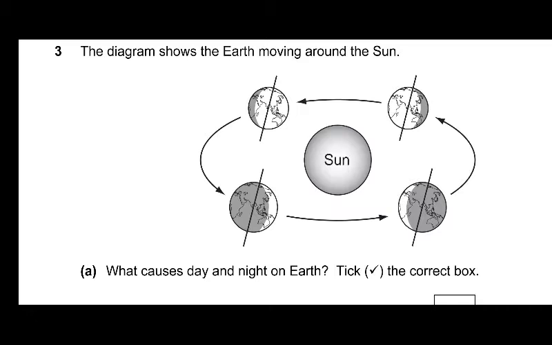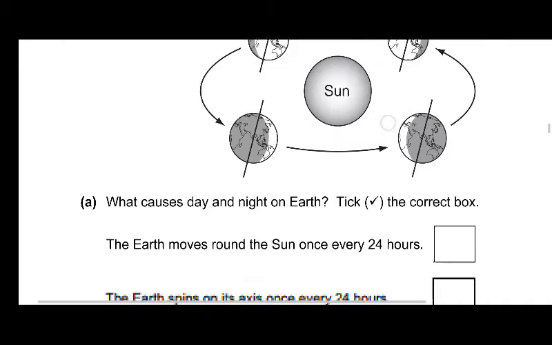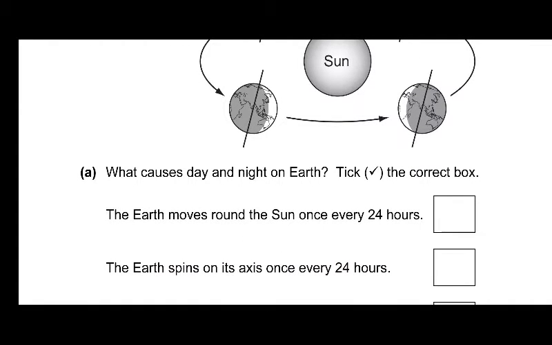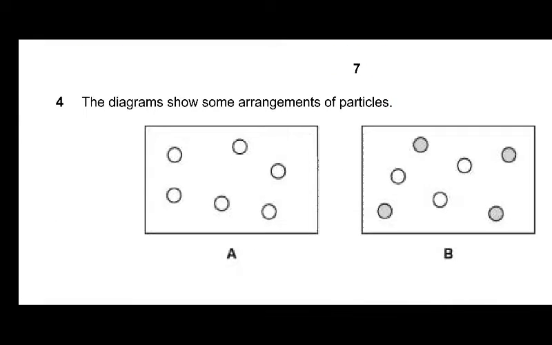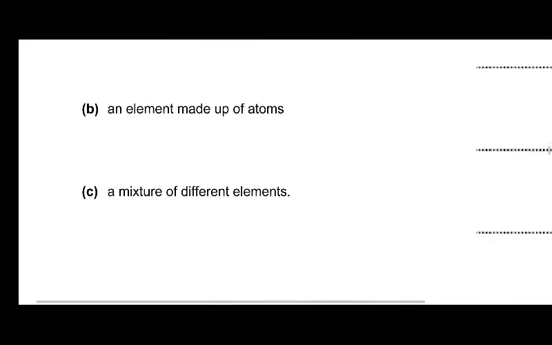This is chemistry. The diagram shows the earth moving around the sun. What causes day and night on earth? Okay, let's move on. The diagram shows some arrangement of particles. That's chemistry.